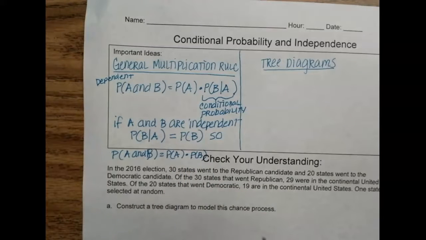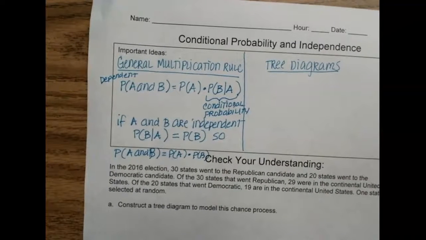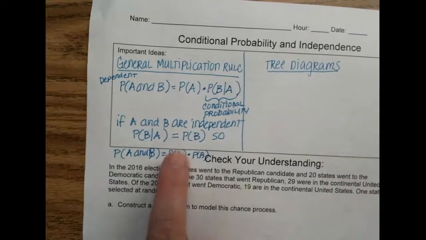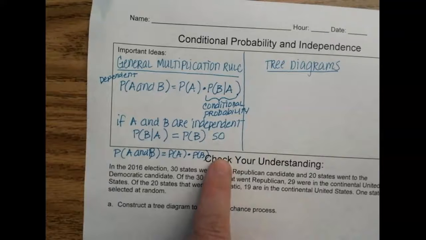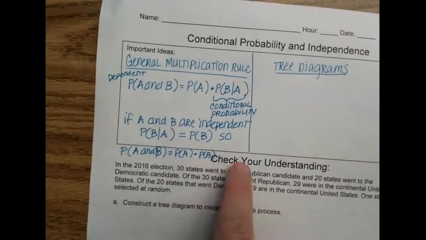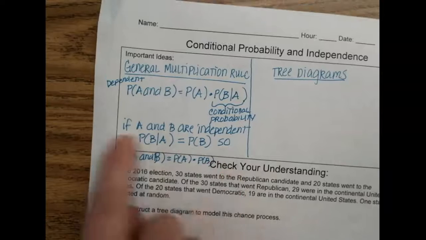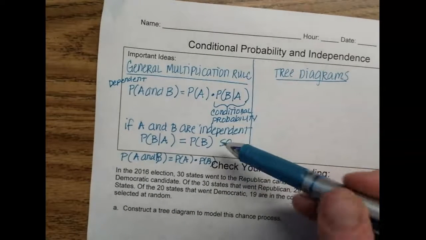So if we were to flip a coin a bunch of times, and I want to know the probability of 3 heads, it'd be the probability of the first one being a head times the probability of the second one being a head times the probability of the third one being a head. And that will give me the probability of 3 heads in a row, because coin flips are not dependent, they're independent events.